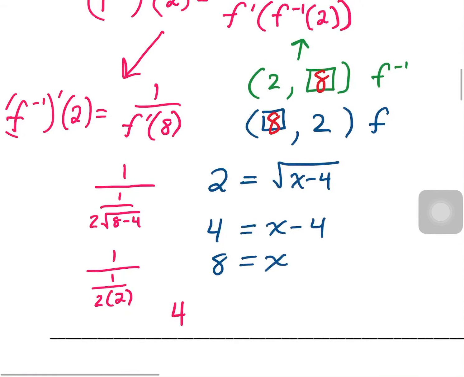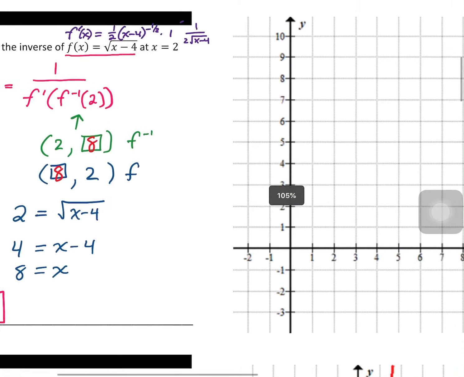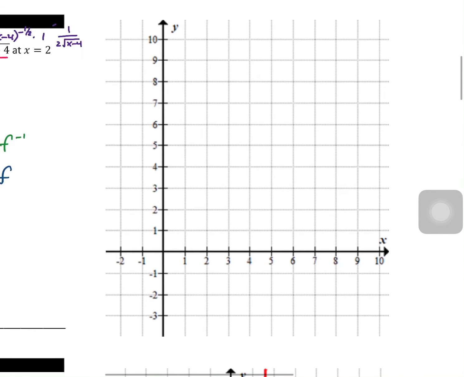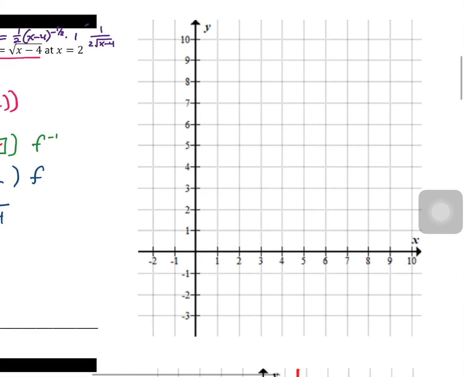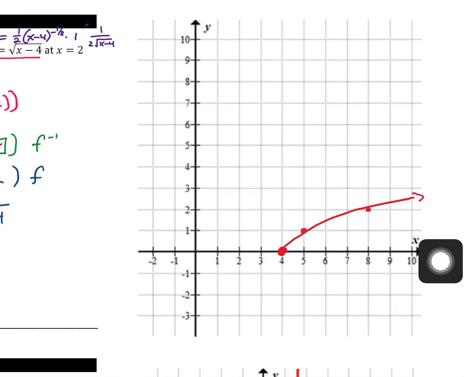Now what have I just found? Why do I care about this? Well, let me graph the original function f of x over here on this graph. I'm going to use red for f of x. Now f of x is the square root of x minus 4, so that means I start at the point (4, 0), and I graph the square root function. It should look something like this. Okay, so there's the graph of f of x.